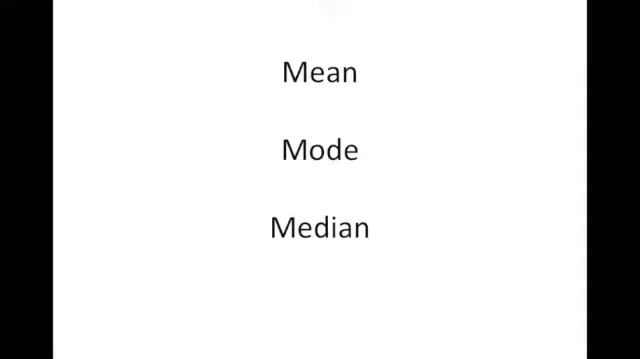The mean is the sum of all scores in a data set divided by the number of scores in that same set of data. The mode is the most frequently occurring score in a data set, and the median is the middle score in a data set.